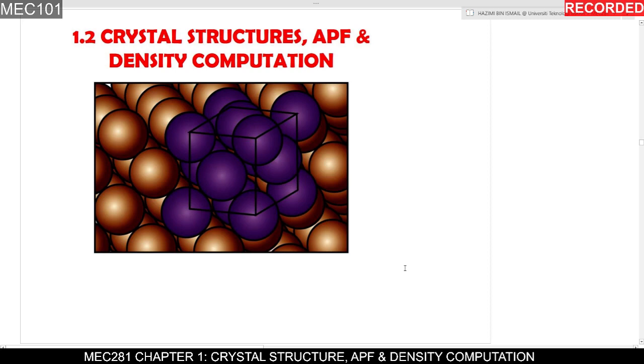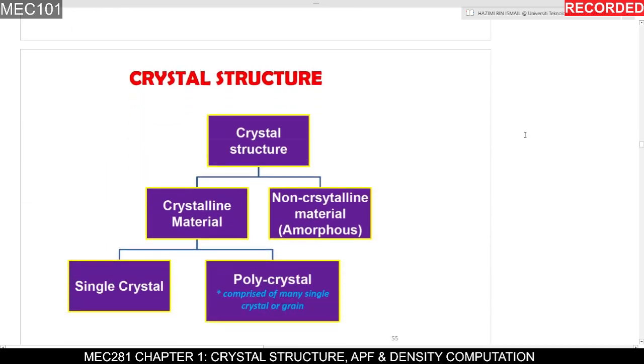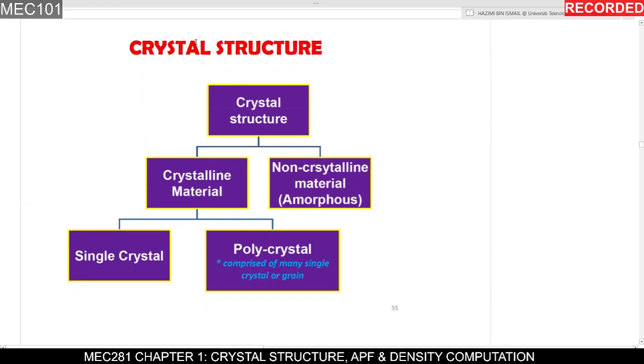MEC281 material science students. So for this video, this is our third or fourth class. We are going to learn about chapter 1.2, crystal structures, APF. APF stands for atomic packing factor, and density computation. Let's go to the introduction of the crystal structure.